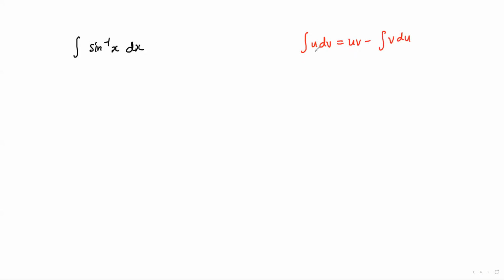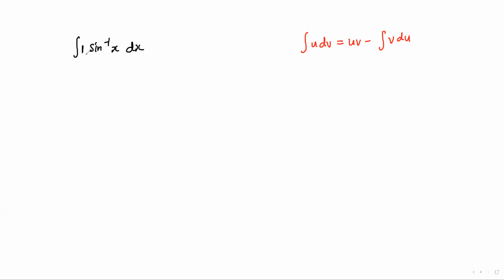So you can see from the formula that I need to identify which one is dv and which one is u. Okay, so in the case of this example, there's only a sine inverse x. So where's that second function? So I'm going to introduce a 1 here. So 1 is actually the second function.